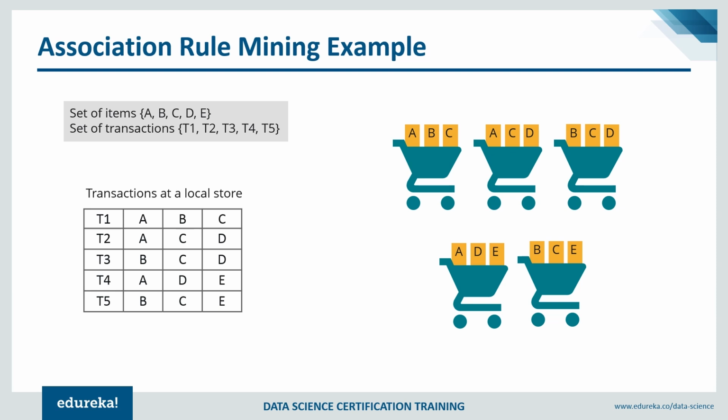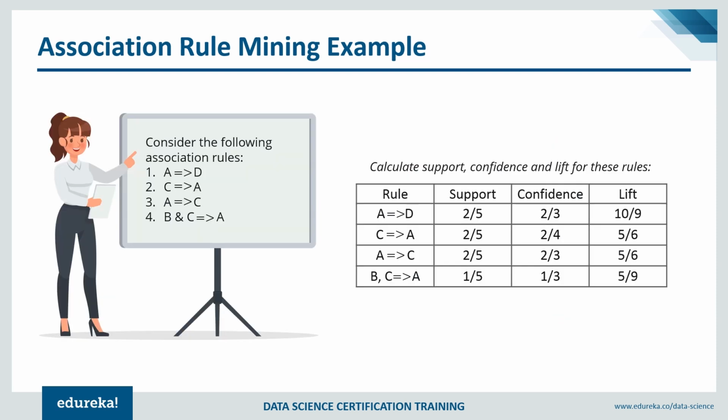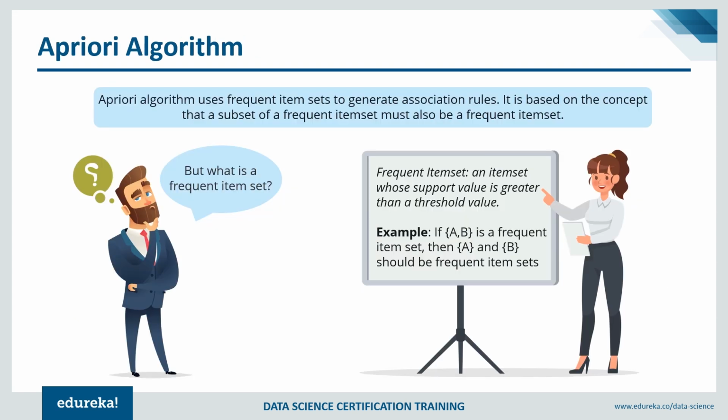So let's take an example of association rule mining and understand how exactly it works. Let's suppose we have a set of items A, B, C, D, and E, and we have a set of transactions which are T1, T2, T3, T4, and T5. What we need to do is create some rules. For example, A to D, which means that if a person buys A, he buys D. If a person buys C, he buys A. If a person buys A, he buys C. And the fourth one is if a person buys B and C, he'll in turn buy A. Now, what we need to do is calculate the support, confidence, and lift of these rules.